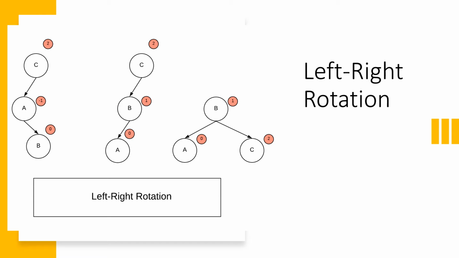Okay, this is an example of left-right. So this is imbalanced because this is 2. This is left, and we go right, so left-right. So now we again perform left-right.